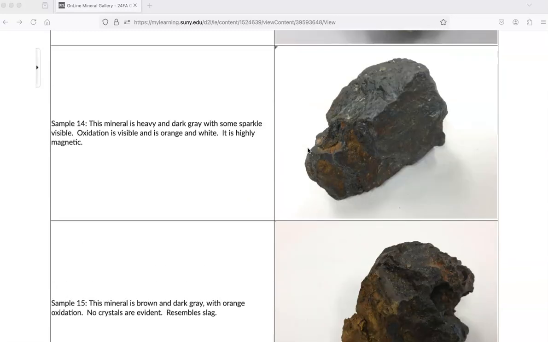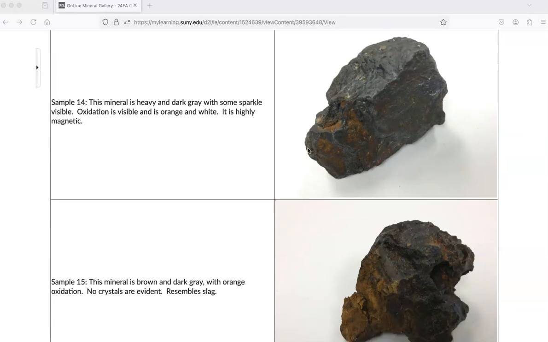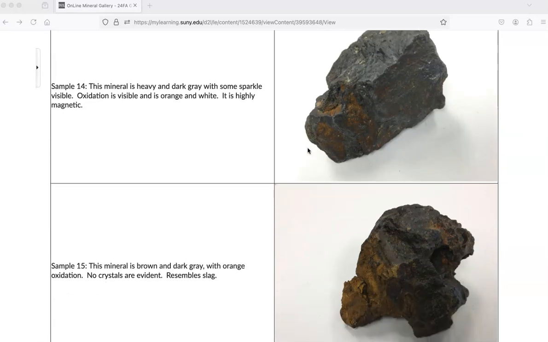All right. Leaving the silicates for a bit and moving on to the first metals. 14, 15, and 17 are your first metals, not necessarily metallic, as we said, but they are indeed metal.